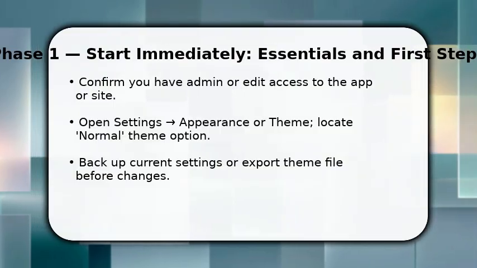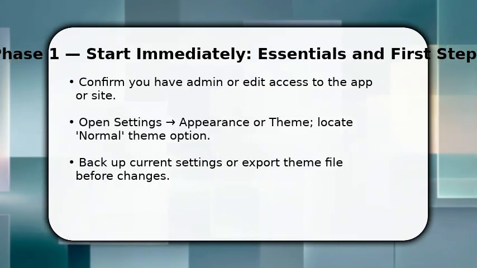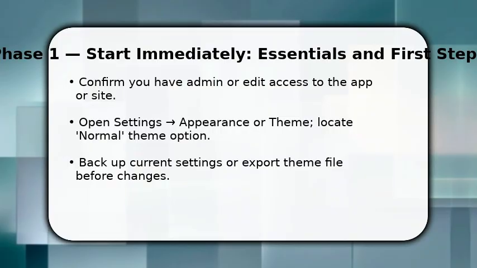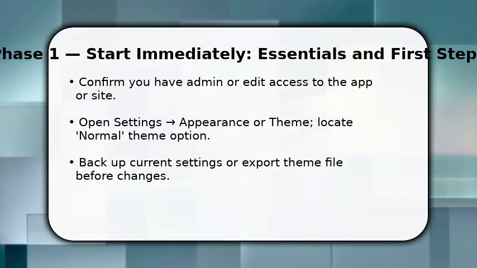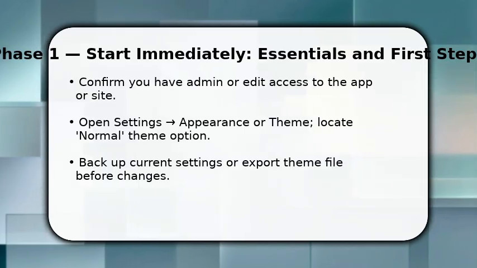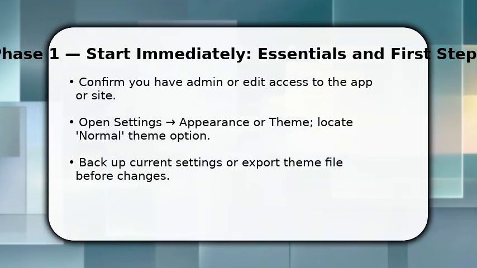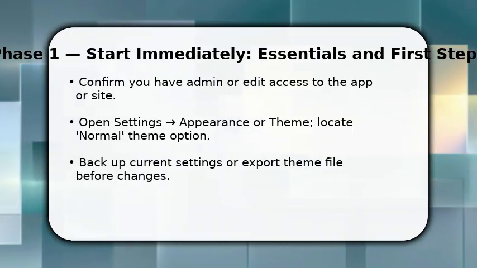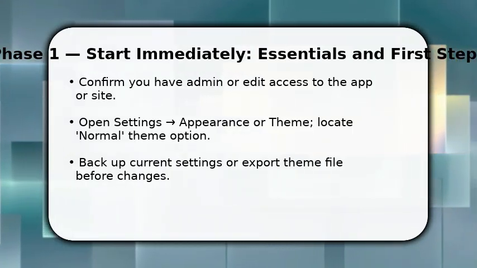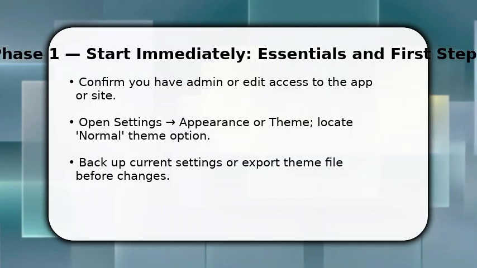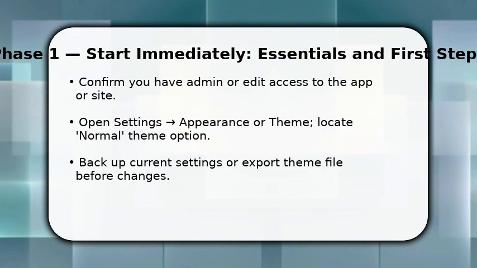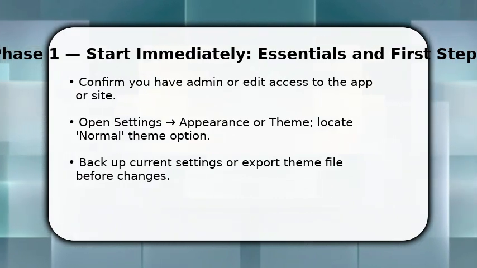You start by confirming you have the right access, admin or edit, so changes save. Open Settings, then Appearance or Theme, and immediately find the normal theme. Once located, make a quick backup or export of the current theme settings so you can revert if needed. Now, click the normal theme to select it and observe the preview area. This step ensures you're modifying the intended theme. It avoids accidental edits and speeds up later rollback if something goes wrong.